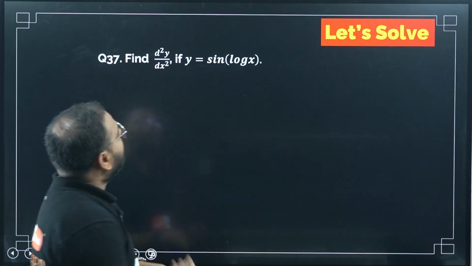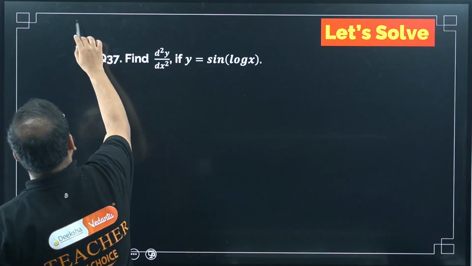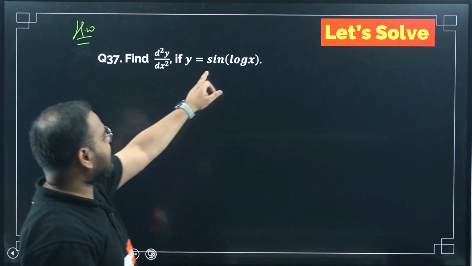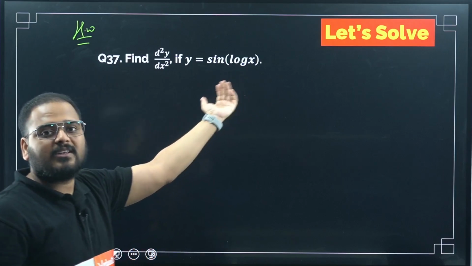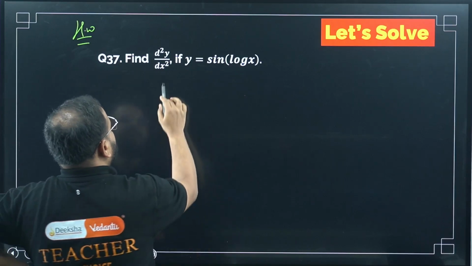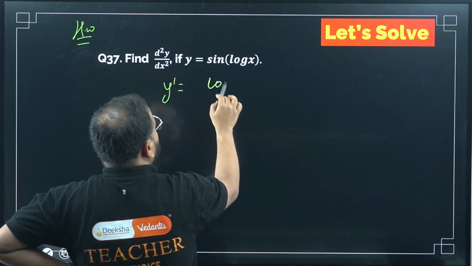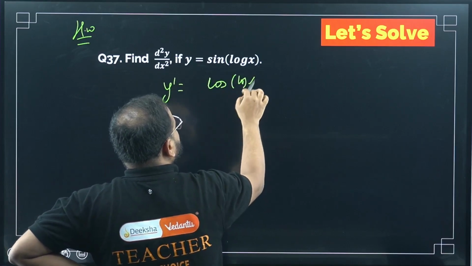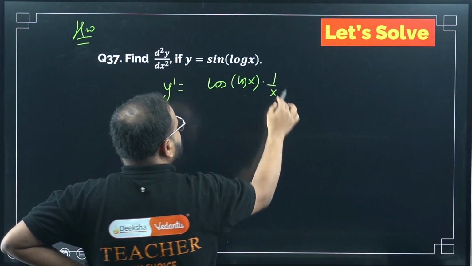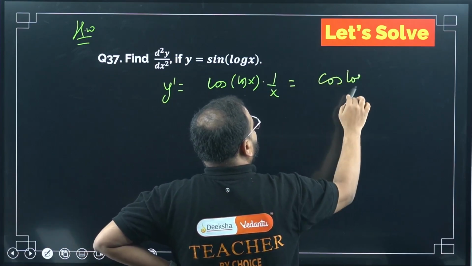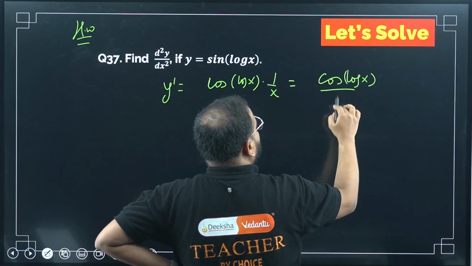37th one. Okay, this is your homework. Please do this question, right? Same thing. First do for sine, then do for log. Then do whatever you're going to get. I'll do till first derivative. So I'll get what? I'll get cos of log x times 1 by x as my first derivative. What is my first derivative? Cos log x upon x.